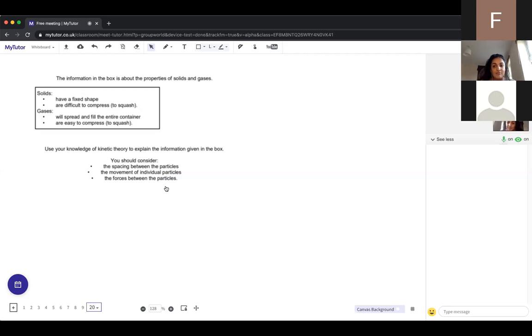So you need to reference all 3 points to be able to get all, I think it's 6 marks for this question. Okay, so really kind of easy to break down the marks. You have 3 different things that you need to point out for 2 different properties, so solids and gases. And as long as you mention all of them, you will be able to get all 6 marks. This is a really nice 6 marker.